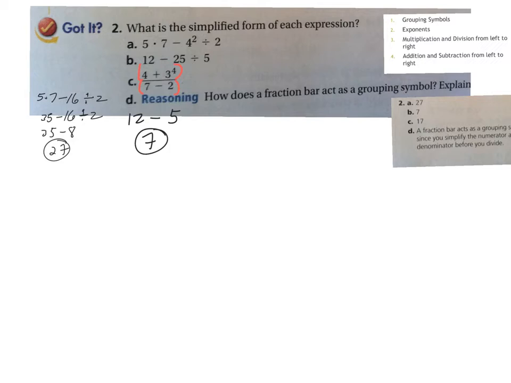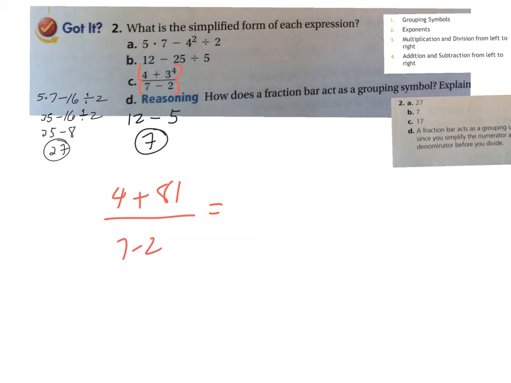It's kind of like working left to right if you think about it, top to bottom. And so within there, exponents are going to come first. So I'm going to have 4 plus, and 3 to the 4th is 81. And bring down everything else, 7 minus 2. And on the top then, I'm done with exponents, no multiply, divide up there.